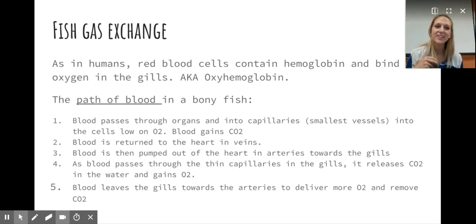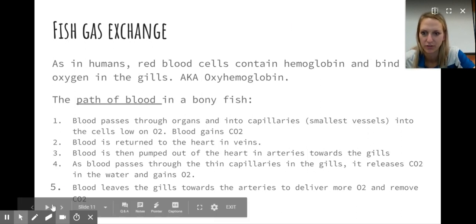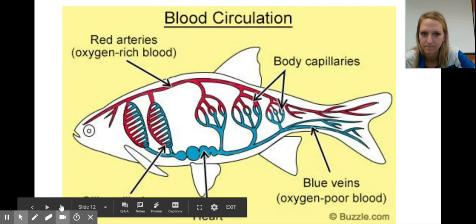Okay. So the path of blood in a bony fish. Let's see what the next slide entails real quick.